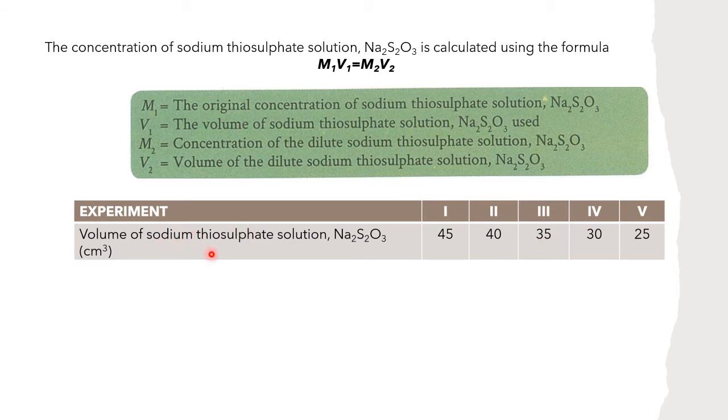Okay, let's see, we have a list of experiments. This is the volume of sodium thiosulfate solution used in experiment 1 until experiment 5. So when we are changing the volume of the sodium thiosulfate solution means we are adjusting their concentration as well. Let's say the M1 here, the original concentration of the sodium thiosulfate, is equal to 0.2 mole per centimeter cube. And then the volume of the sodium thiosulfate is 45 centimeter cube.